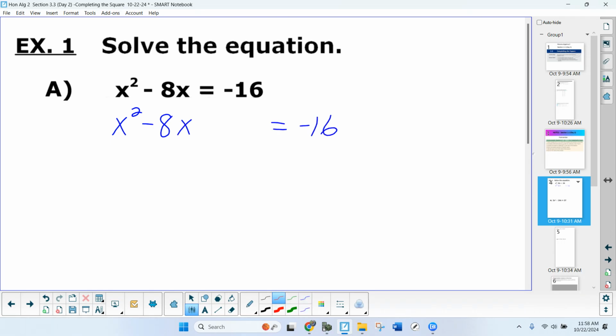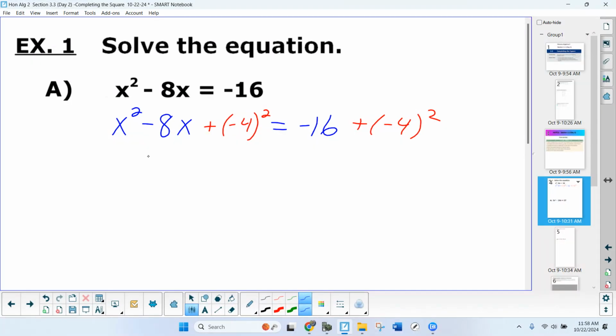You took half of what number? Negative 8. And what's half of negative 8? Negative 4. And you're going to add negative 4 squared. Whatever you add to one side, you do to the other.